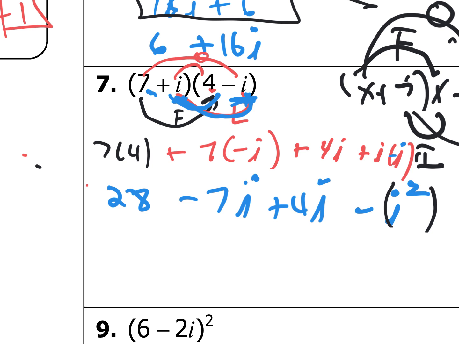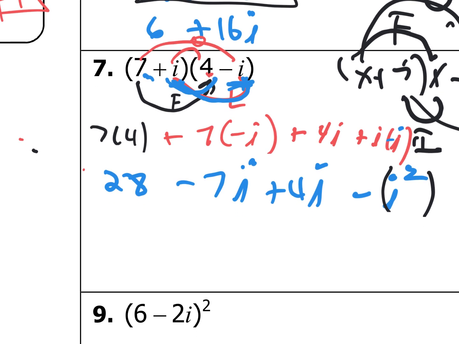So pay attention here. 28, these two both have i's, so I can add them together. Negative 7 plus 4 is how many? Close to a 3. What kind of 3? Negative 3. That's right. Negative 3i.